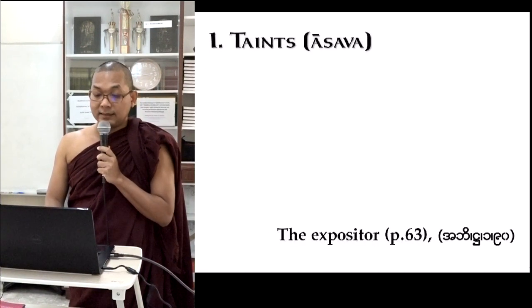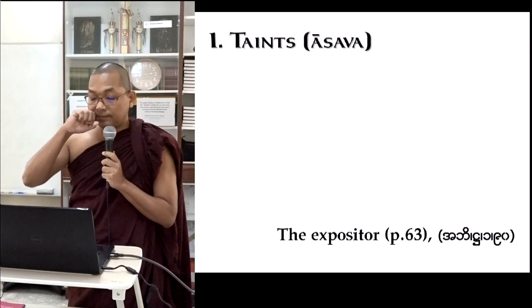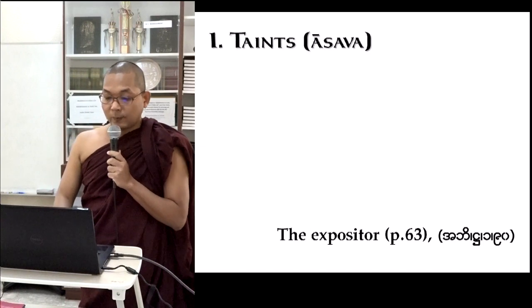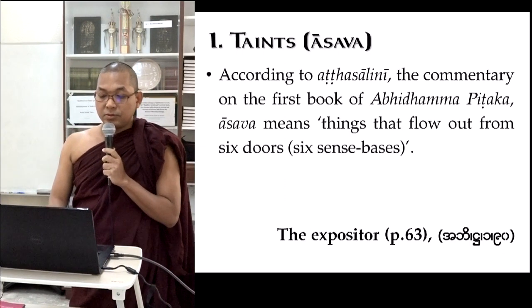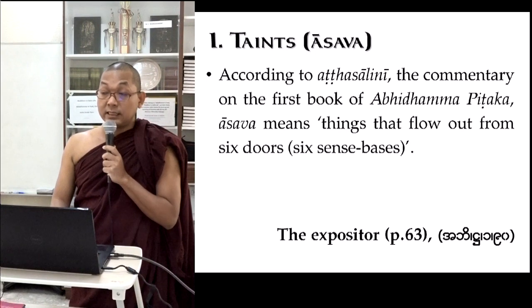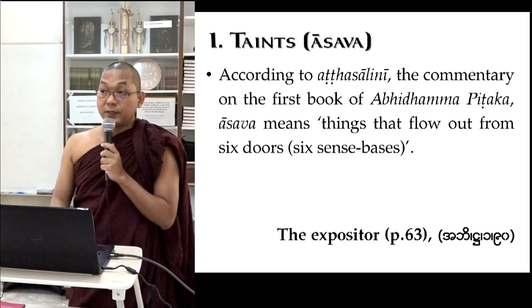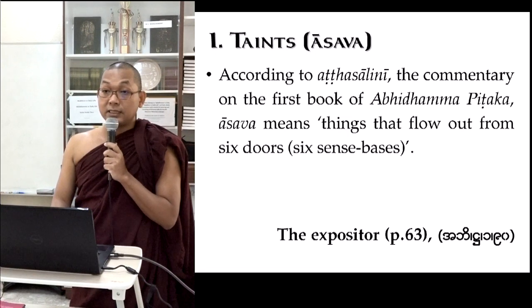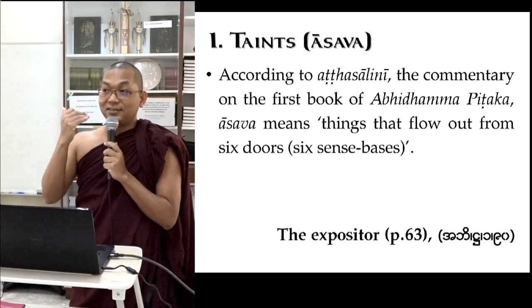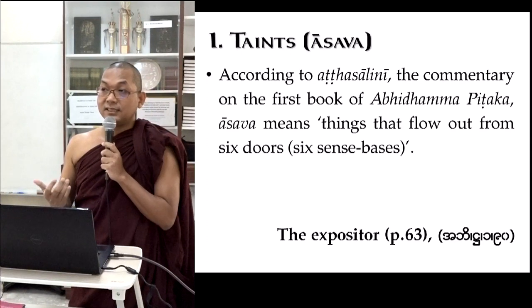Number one, taints, or āsava. According to the commentary of the first Abhidhamma book, the Atthasālinī, sometimes we call it the six sense spaces. So that is the meaning of āsava: things that flow out from the six doors or six sense spaces. So what are the six doors? Eye, ear, nose, tongue, body, and mind. These are the six doors.